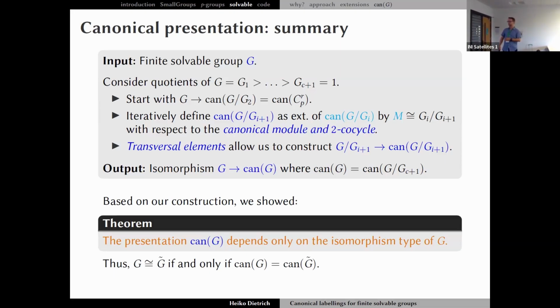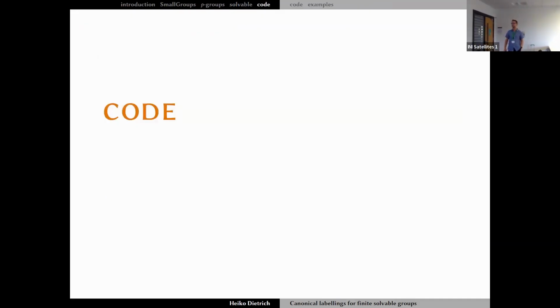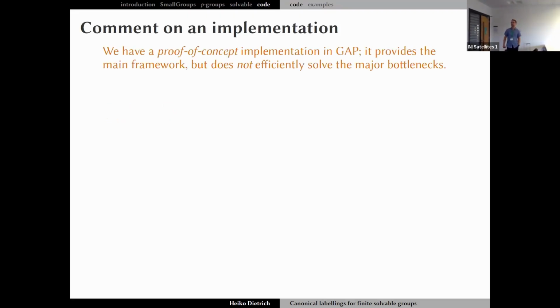All right, so that's the idea. Again, similar to the P group standard presentation, the idea is rather simple, but getting it to work took a little bit of work and effort. So let's maybe comment a little bit on the code. We have a proof of concept implementation in GAP. It provides basically the main framework, but there are some bottlenecks that we couldn't really address properly.